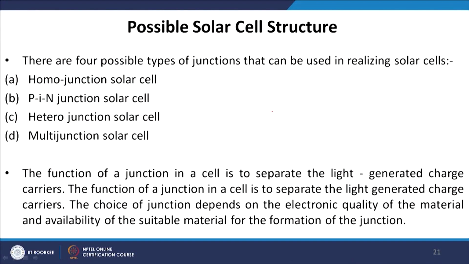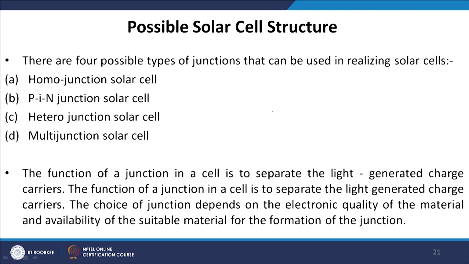The function of a junction in a cell is to separate the light generated charge carriers. So when light falls on the junction, excitons, or bound electron hole pairs, are created and they finally get separated. The choice of the junction depends on the electronic quality of the material and the availability of suitable material for the formation of the junction.